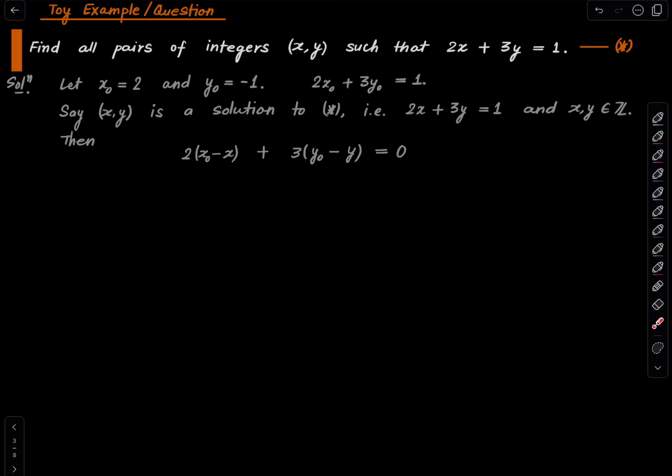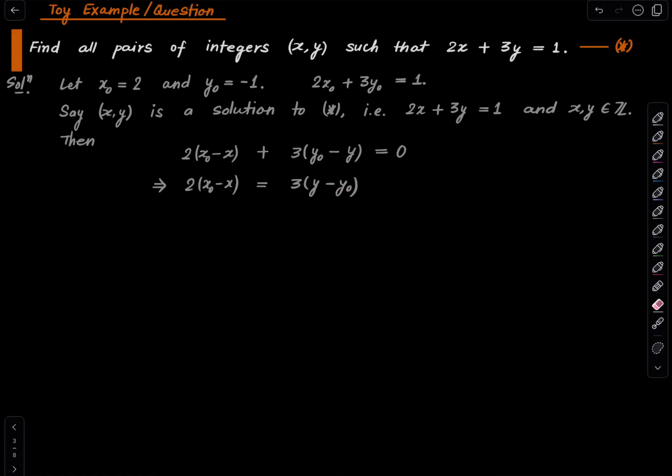And now, what do we see? We get twice of x naught minus x is 3 times y minus y naught. I just took this thing to the other side and shuffled things here because there's a minus sign that will come up. Fine, so we have this. But what does this give us?